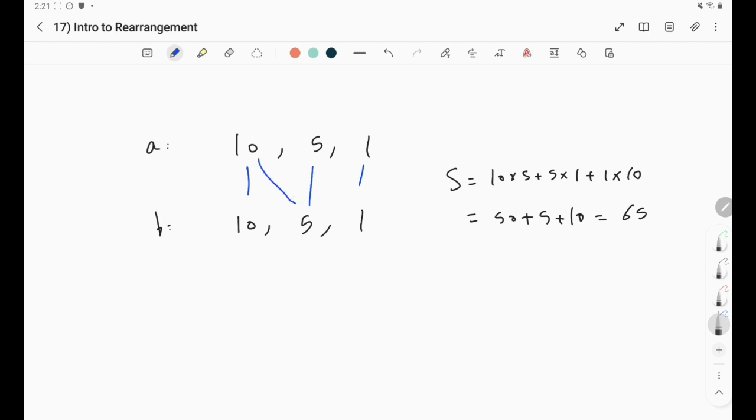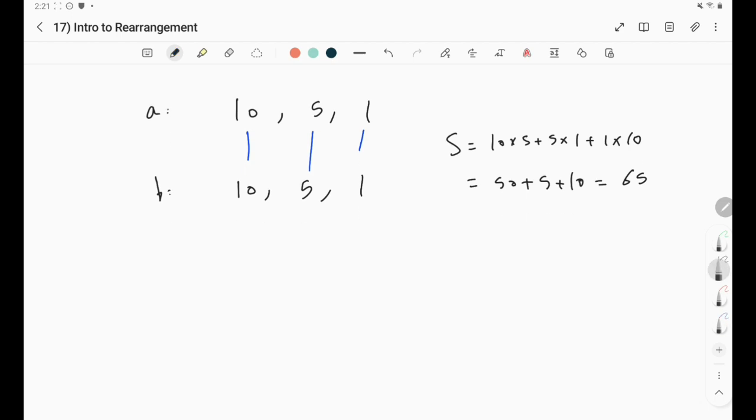Or 10 with 5, 50. Not even comparable with when you multiply big stuff together. Although the smaller stuff, when you multiply it together, is really small, it's at least better than taking the small with the big, because then the big is not really doing its job well. So of course that means the maximal sum, S max, is basically 10 times 10 plus 5 times 5 plus 1 times 1.